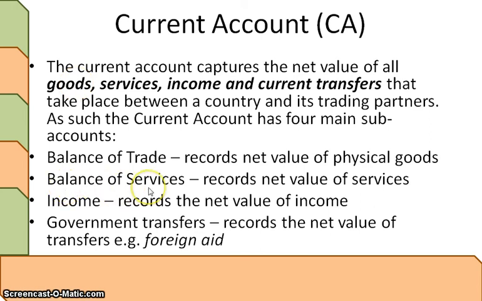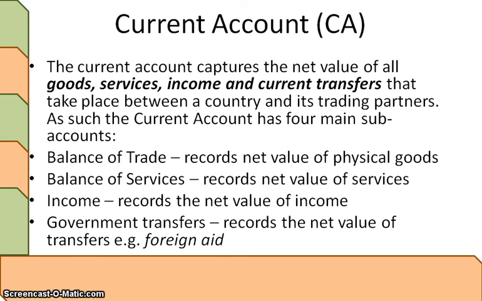The balance of services component records the net value of all services. The income aspect records the net value of income. And then there's the government transfers that records the net value of the transfers. Example, foreign aid. So therefore, seeing as the current account captures all of these things, the goods, services, income, and current transfers, there are four components of the current account, which is also a component of the overall balance of payments.